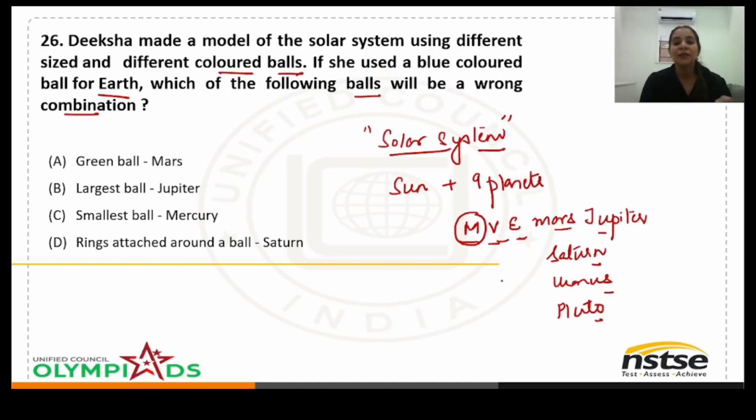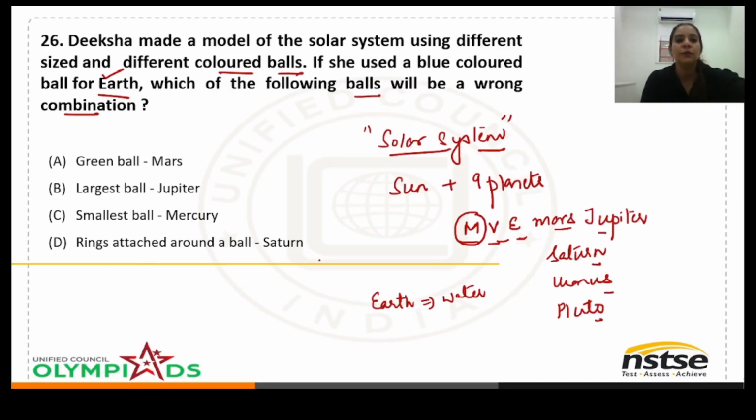So here when Diksha was making a model, she said that she made use of a blue ball to represent Earth. Now why did she use a blue ball? The reason is that the maximum surface of Earth is covered with water. So blue is the color which correctly represents the Earth. Here we have a few options. She used a green ball to represent Mars, the largest ball to represent Jupiter, the smallest ball to represent Mercury, and rings attached around the ball to show Saturn.